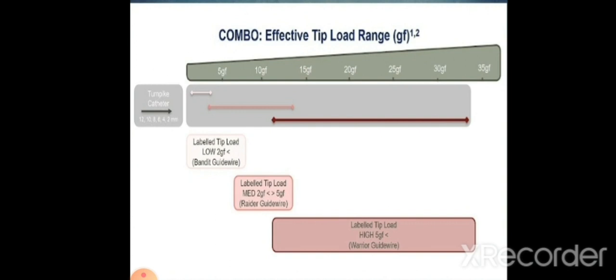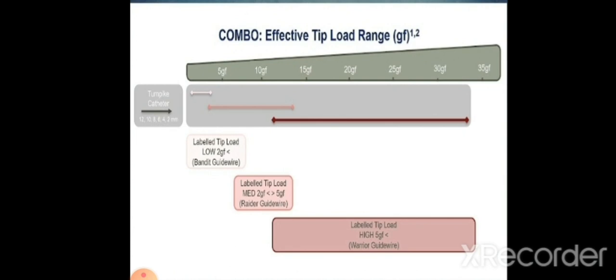So this is called the combo effect. The combo effect is the effect of the guide wire and the microcatheter together. Each affects the other. So the combo is the effective tip load range. If we have a Turnpike catheter with a low tip load guide wire of 2 gram force, like Bandit guide wire, by the effect of the Turnpike catheter on it at different distances from 2 mm to 12 mm, you will have a range of effective tip load starting from 2 gram force and may reach up to about 5 gram force.